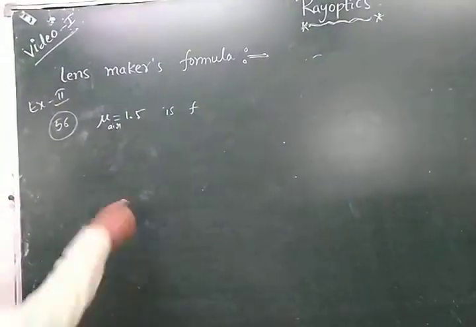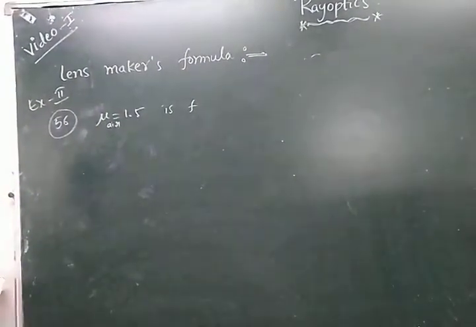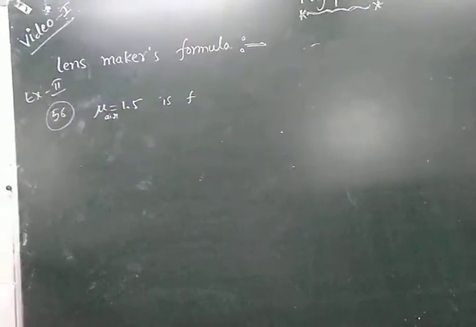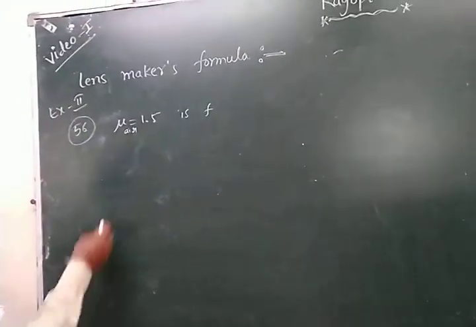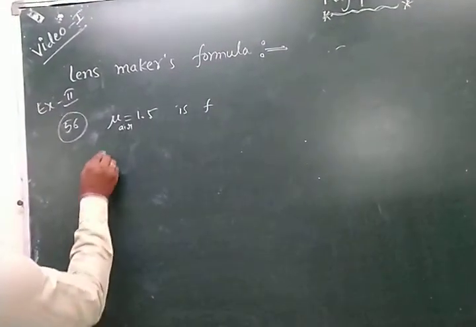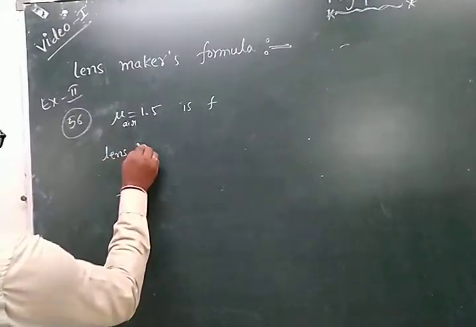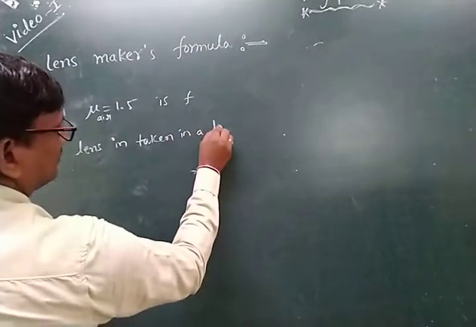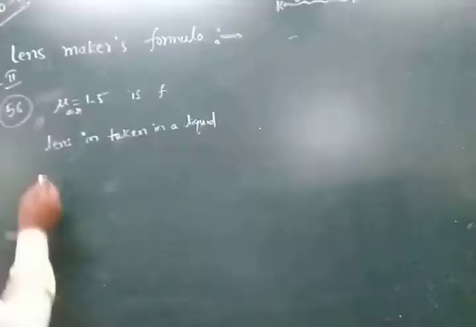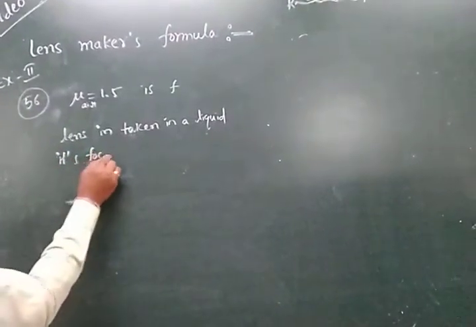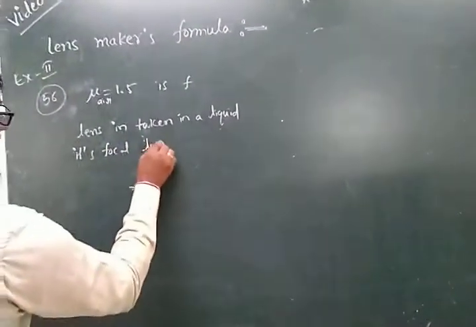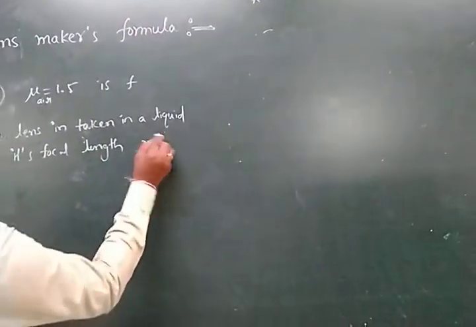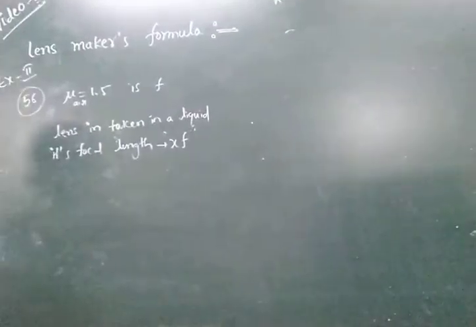When the lens is taken into the liquid, it behaves as a converging lens, and its focal length becomes x into f. See, when the lens is taken in a liquid, its focal length is given by x into f.